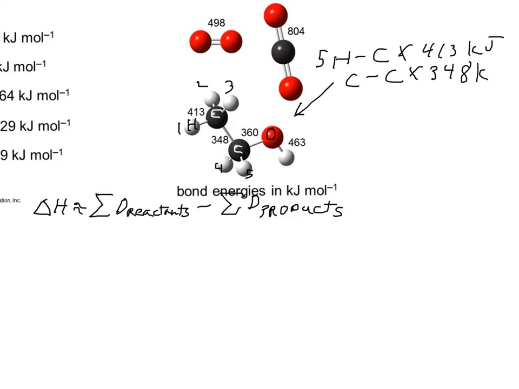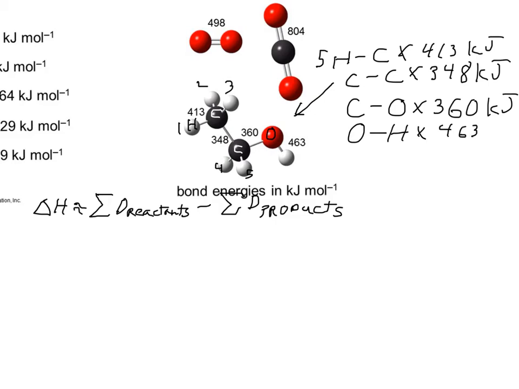So that's 348 kilojoules. Then we have a carbon-oxygen bond. We only have 1 carbon-oxygen bond, and according to our little diagram, it has a bond dissociation of 360 kilojoules. Then we have an oxygen-hydrogen bond right here, and we only have 1 of them, for a total of 463 kilojoules.